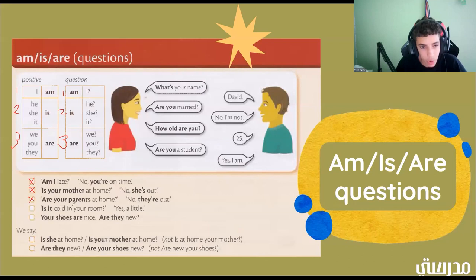Is it cold in your room? We have a question here, and this question is mentioned in the questions group. Which group is it in? Does anyone know? It's 2. Good job. So, is it cold in your room? Yes, a little. Now we have: your shoes are nice. This is the first statement. And then we have: are they new? Are they, is that a positive or a question?